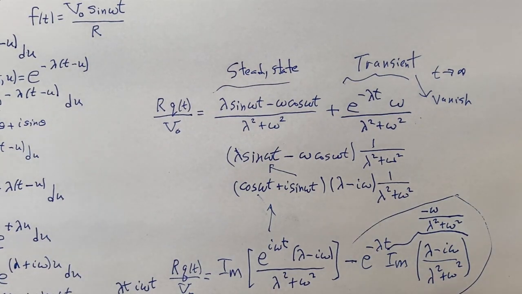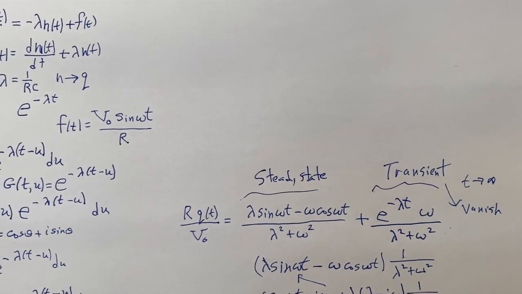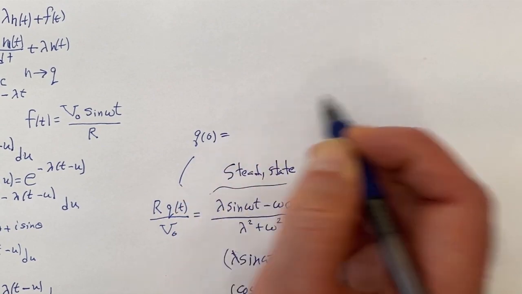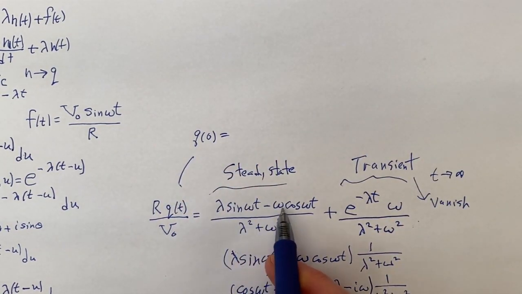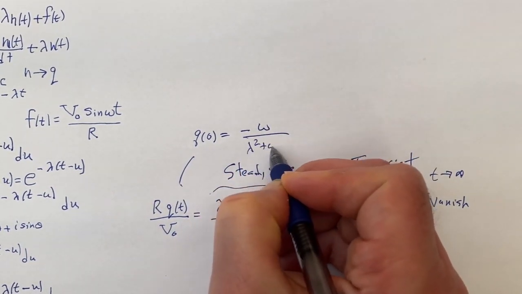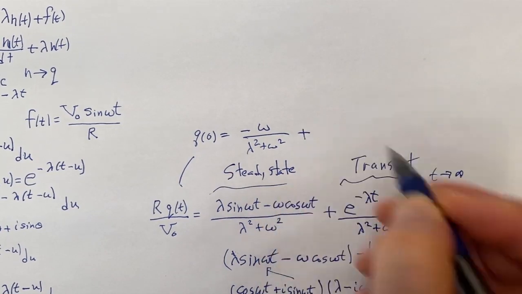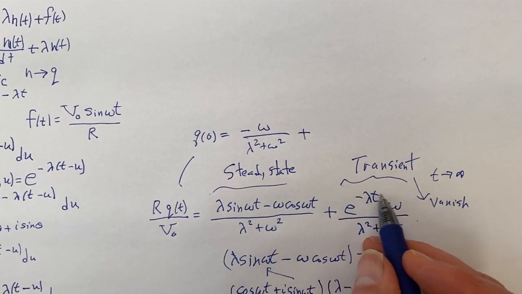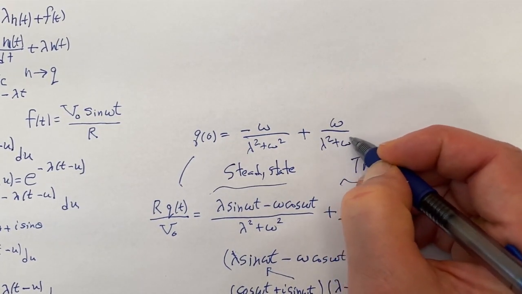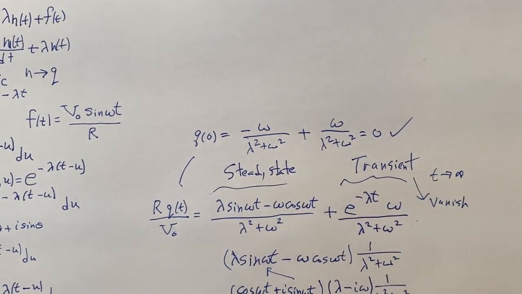Now we might want to check that when things start, we didn't have any charge. So if we have Q at t equals 0, then this would be 0 minus omega divided by lambda squared plus omega squared. And this other piece would be plus. This 0 for t would give you 1, and you'd have omega over lambda squared plus omega squared, and that does give 0. That checks out. This is nice to check that we have 0 charge at the beginning of the problem.